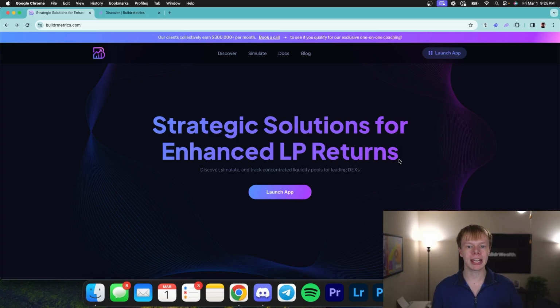Now, the first tool that I'm going to be taking a look at is going to be Builder Metrics, and full disclaimer, this is our own in-house tool, but it's 100% free to use. There are no paid features, and we developed this just so we can use it for ourselves. That's how good it is. It's developed by liquidity providers for liquidity providers, not some big corporate entity, not by some random person that doesn't know what they're doing with liquidity pools.